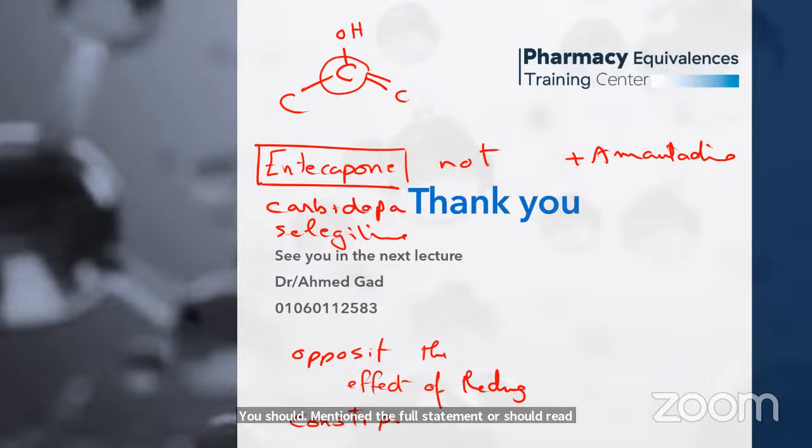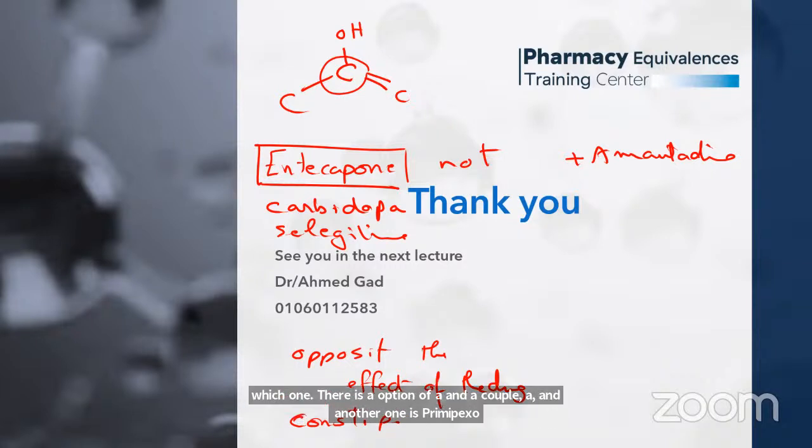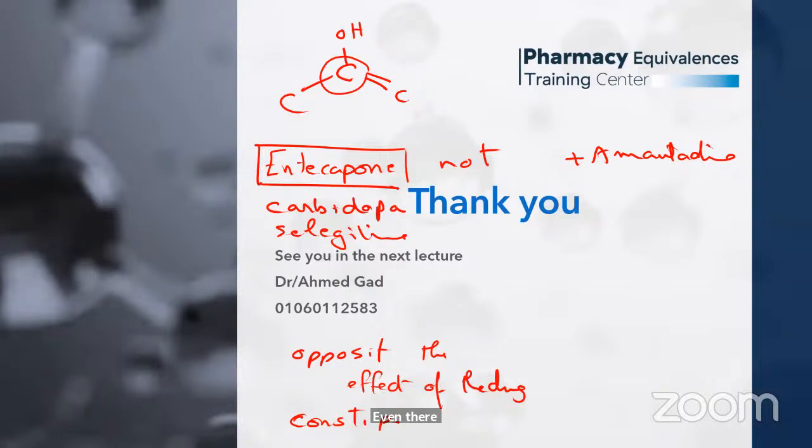Sir, regarding Parkinson disease, the question is: the following are appropriate for initiating the therapy for Parkinson disease, except which one? There is an option of amantadine, entacapone, levodopa, carbidopa, and another one is pramipexole. We just discussed it now. Entacapone is not used for Parkinson's. Even though amantadine is not used initially, in comparison to entacapone, which one is used? Amantadine is used for Parkinson's, while entacapone is not.